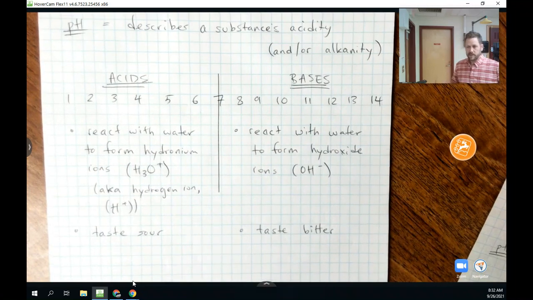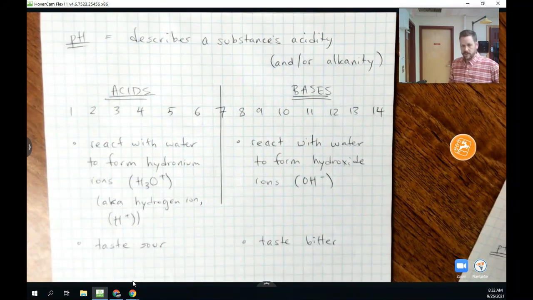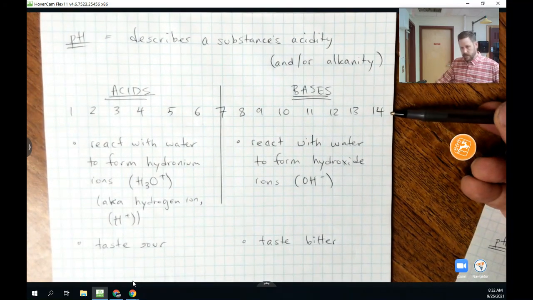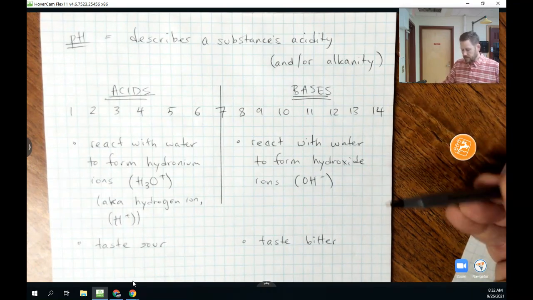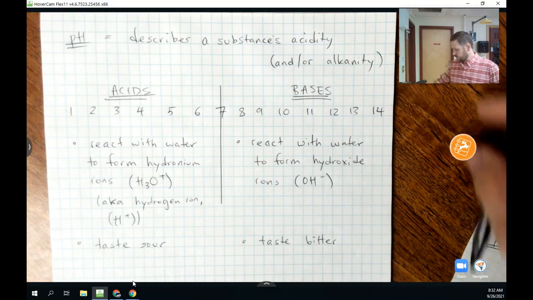So that's as much as we need to know about pH for now. Know the pH scale. Know that really pH describes reactivity with water, and a few examples of each couldn't hurt.